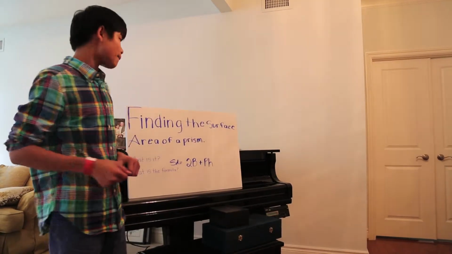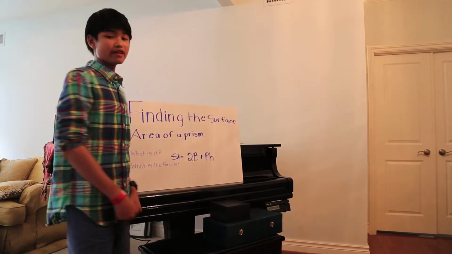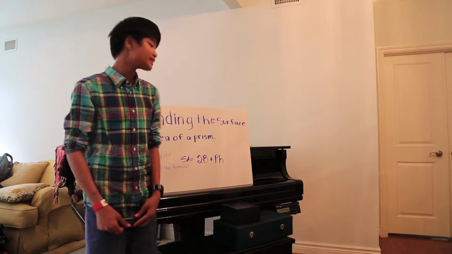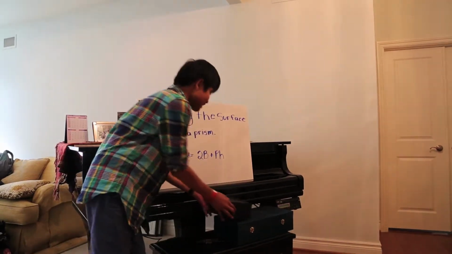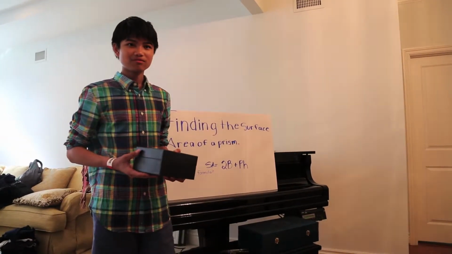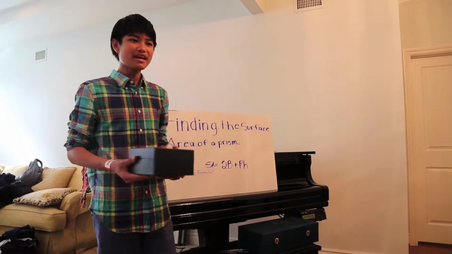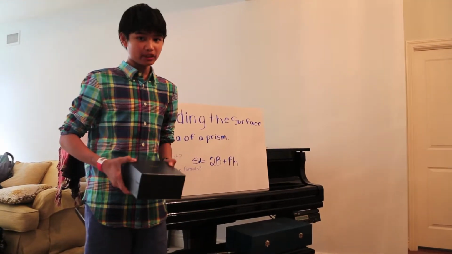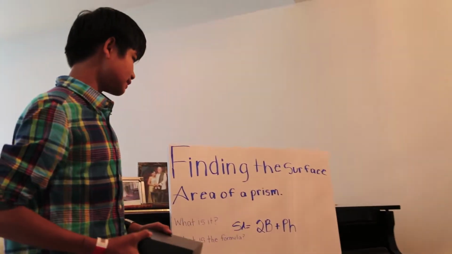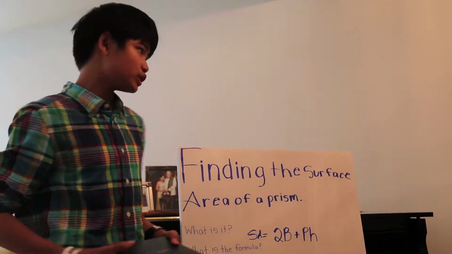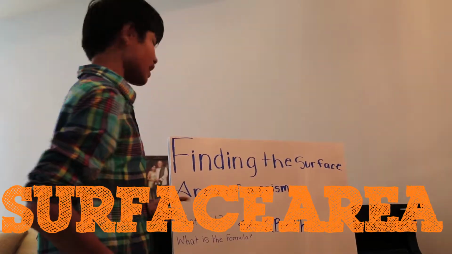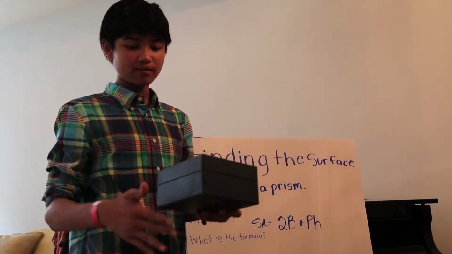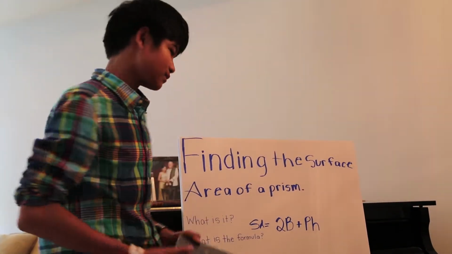So today's topic is finding the surface area of a prism. Now you guys are wondering what surface area is. Surface area is the area of the surface of a prism. Now a prism isn't two-dimensional, it's three-dimensional. And so you gotta know math language, so memorize surface area and prism. So this is a prism and you're just finding the area of the entire surface.